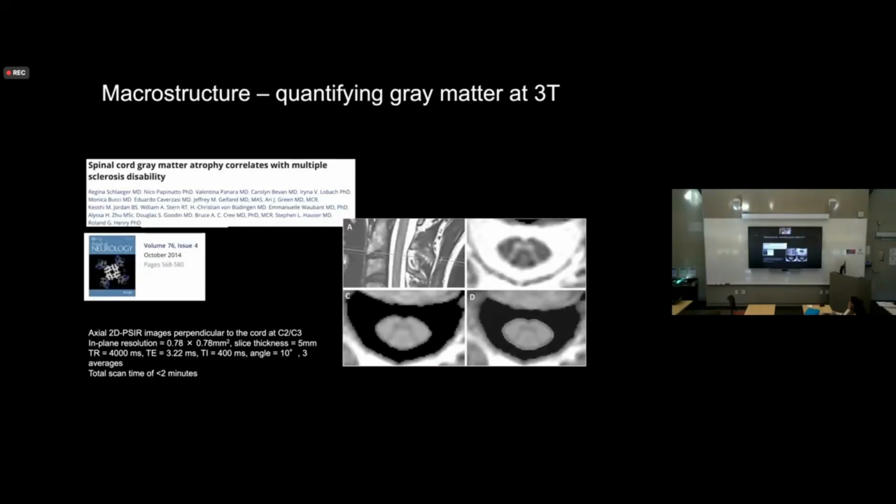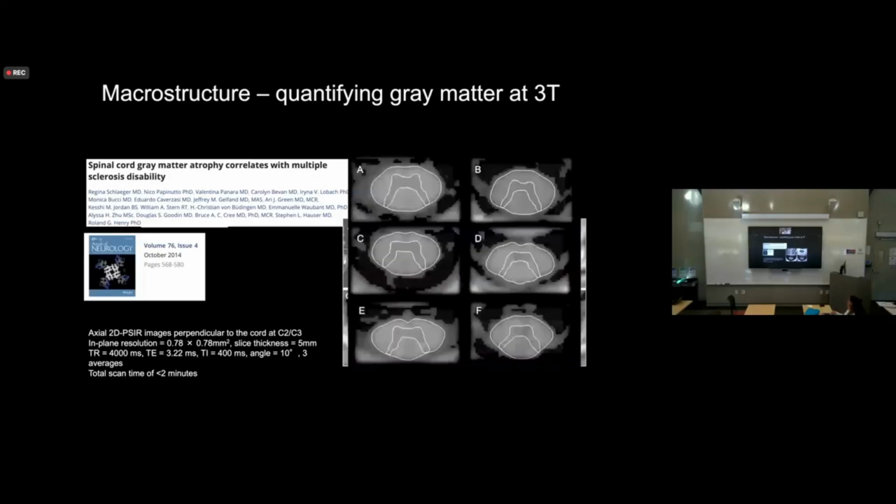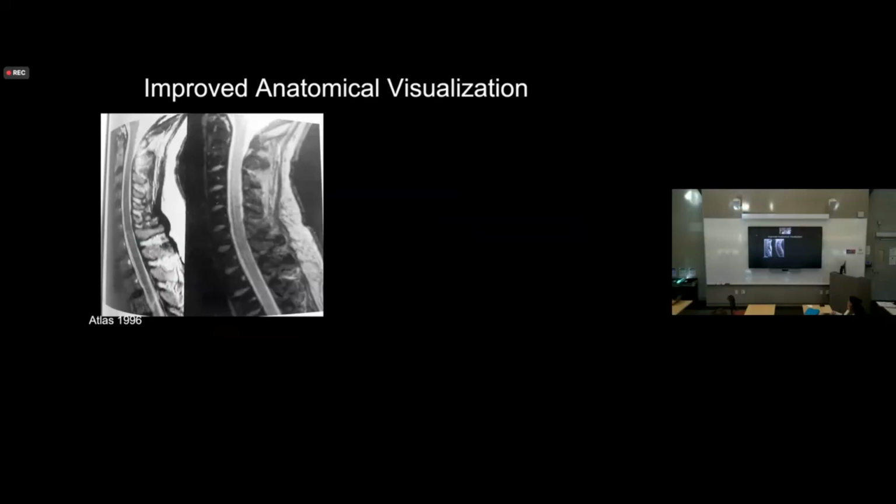And there's been a lot of work quantifying the gray matter using the phase-sensitive inversion recovery, a lot of work that has shown that we can segment gray matter, look at gray matter atrophy, and it turns out gray matter atrophy in the spinal cord is super important because it ultimately drives a lot of the disability that we see.